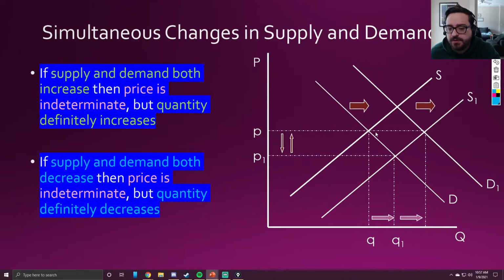Quantity, I know what happens to it, because if I increase supply, quantity goes up. If I increase demand, quantity goes up. So quantity for sure goes up. But when I increase supply, price goes down. When I increase demand, price goes up.